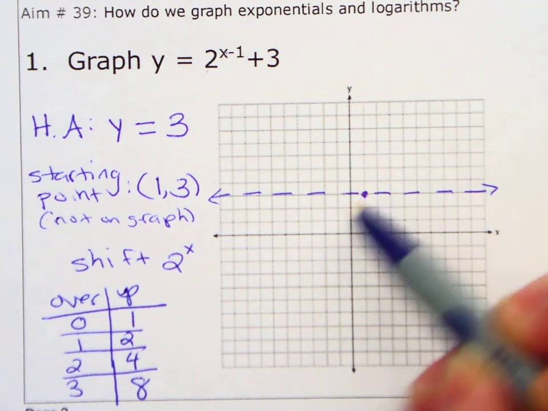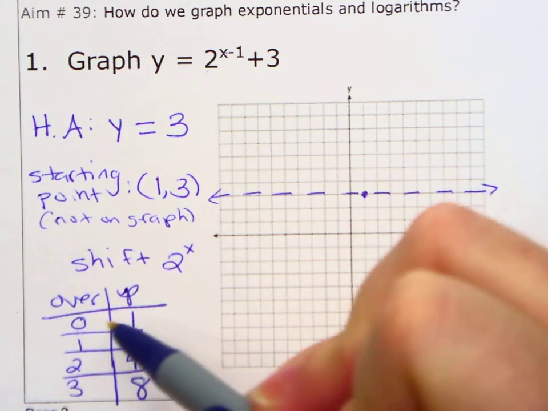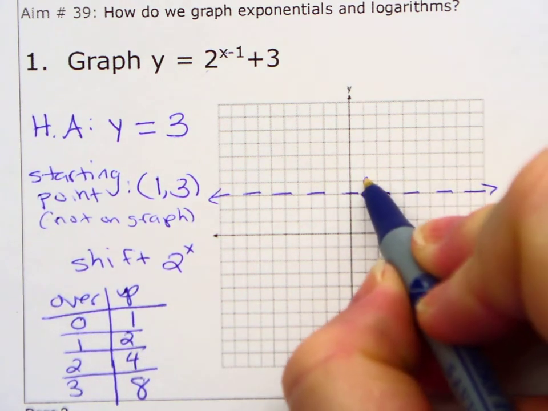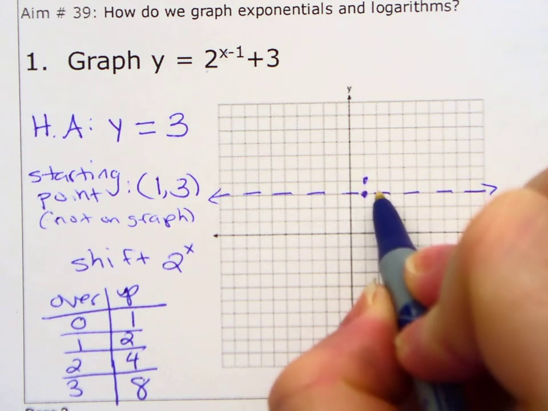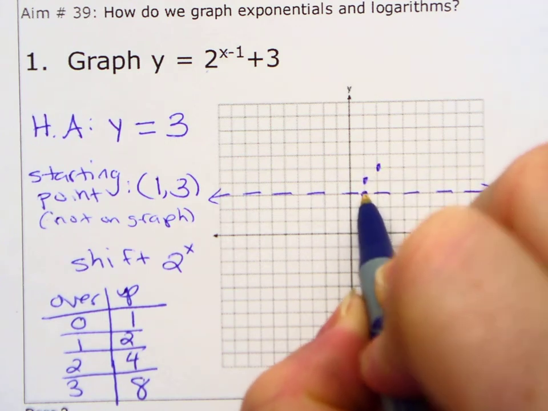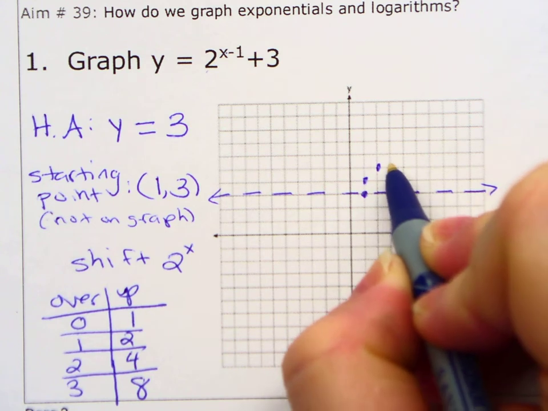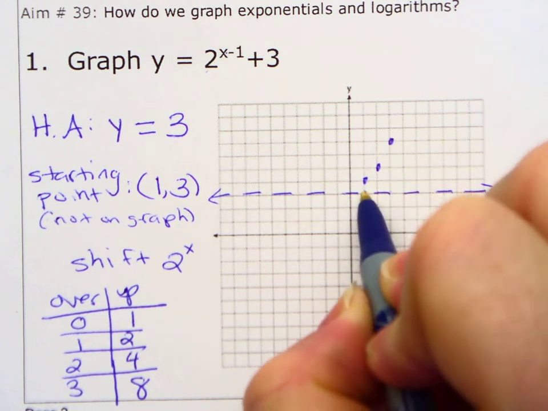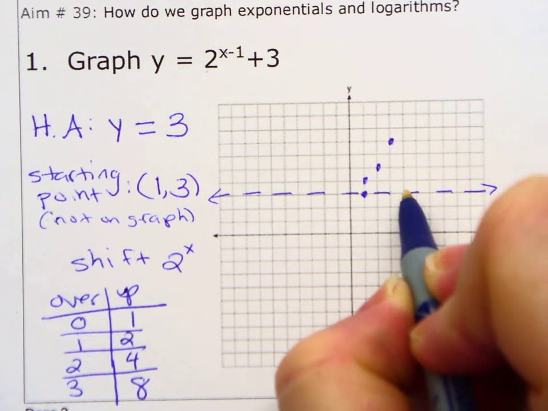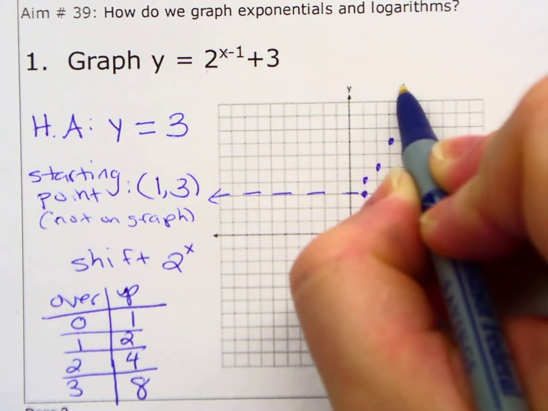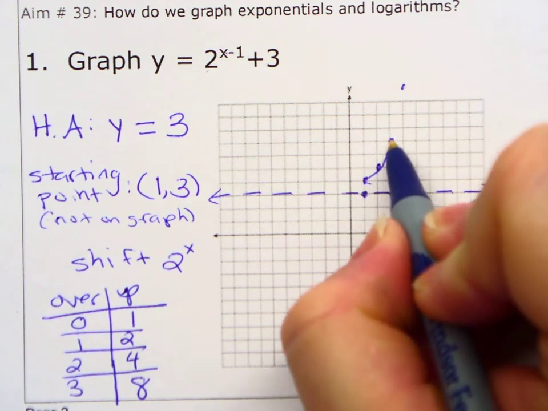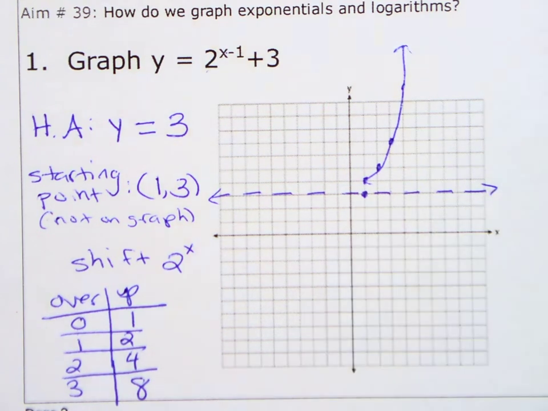So from this point, we're going to count this. Over 0, up 1. So it's just up 1. Over 1, up 2. Back to the starting point. Over 2, up 4. Back to the starting point. Over 3, up 8. So we're a little bit off the graph. We go up. So that's just half the graph.